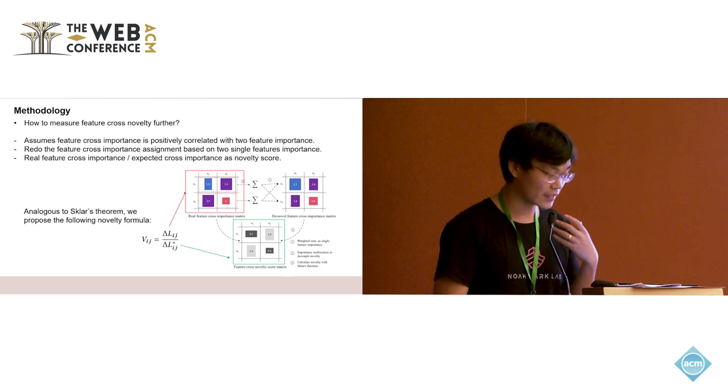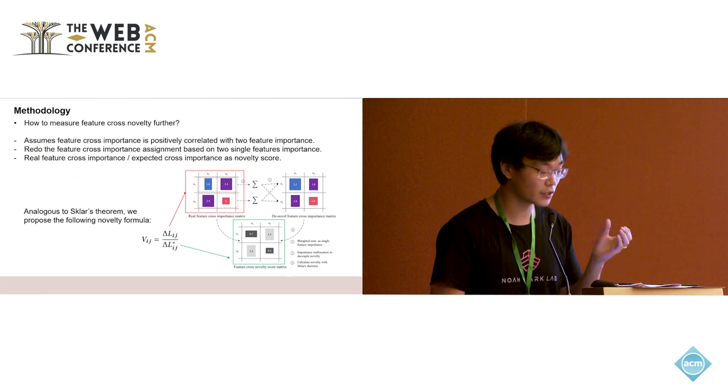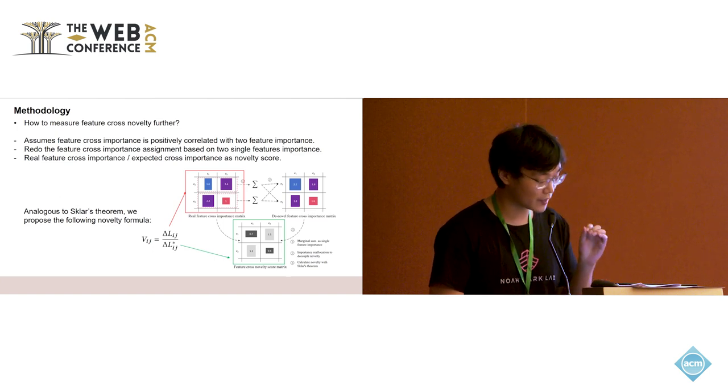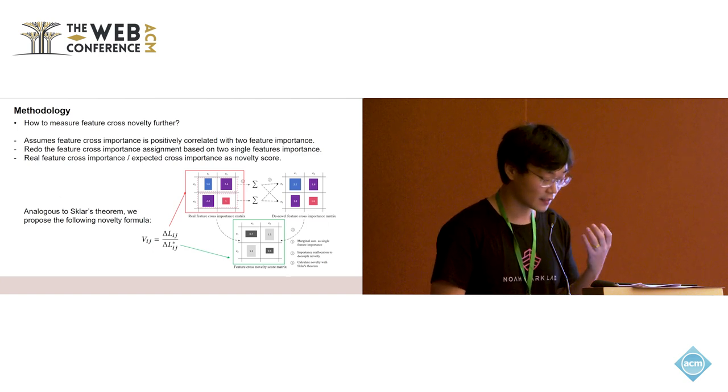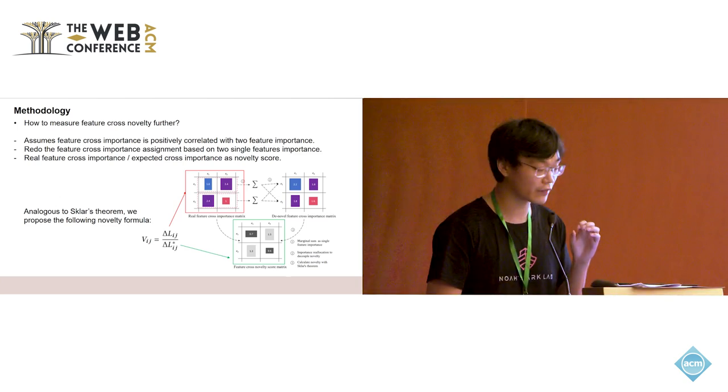This one we analyze with the copula theorem proposed in the statistics area. What they are doing is they model the copula as the joint distribution divided by the product of independent distributions. So what we are doing here is we think of novelty as the information these two single features can provide additionally after they combine.